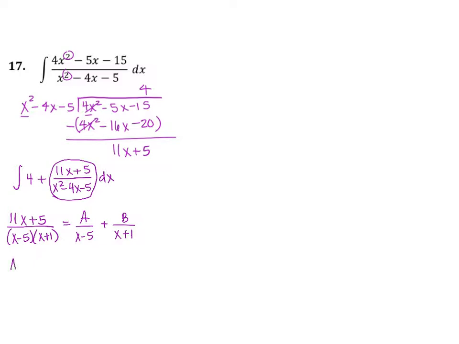And so to solve for a, we're going to plug in a 5, so the top's going to be 60, denominator 6, so a is going to be 10. For b, we're plugging in a negative 1, so that's going to be negative 6 over negative 6, so positive 1. And so now we're getting a little bit closer, so we're going to integrate 4 plus, and then a was going to be 10 over x minus 5 plus 1 over x plus 1.